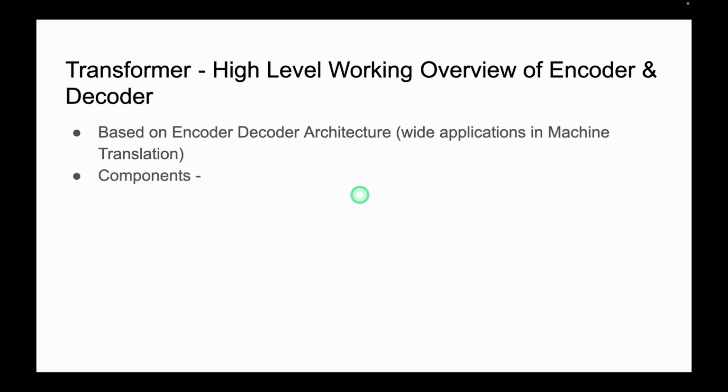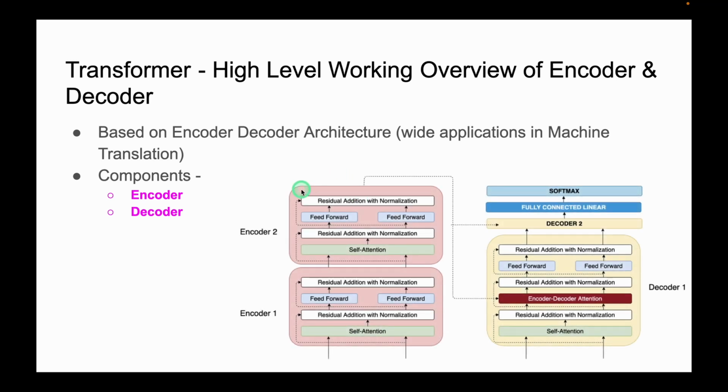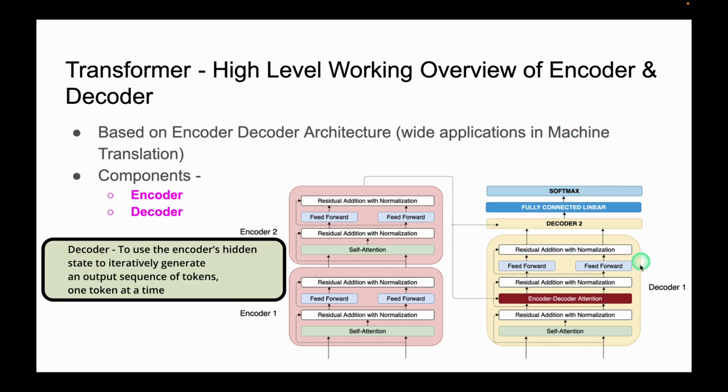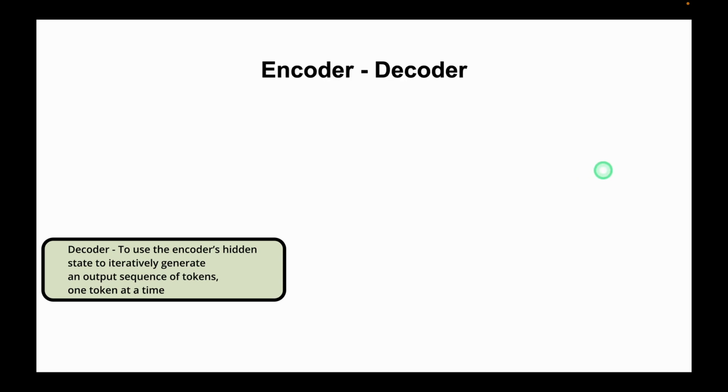The transformer contains two major components, namely an encoder and a decoder. The job of an encoder is to convert an input sequence of tokens into a sequence of embedding vectors. This sequence of embedding vectors is often called the hidden state or context vector. The aim of the decoder is to use this encoder hidden state or context vector to iteratively generate an output sequence of tokens, but one at a time.